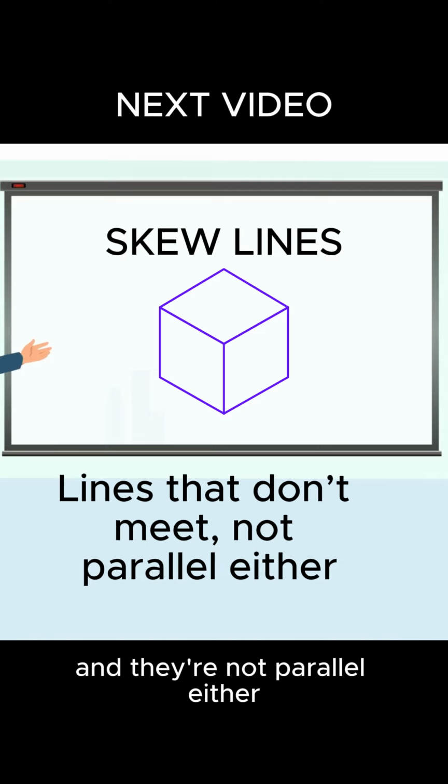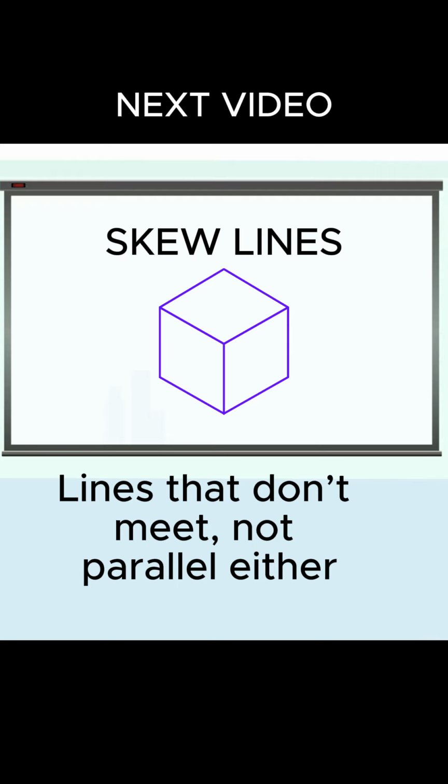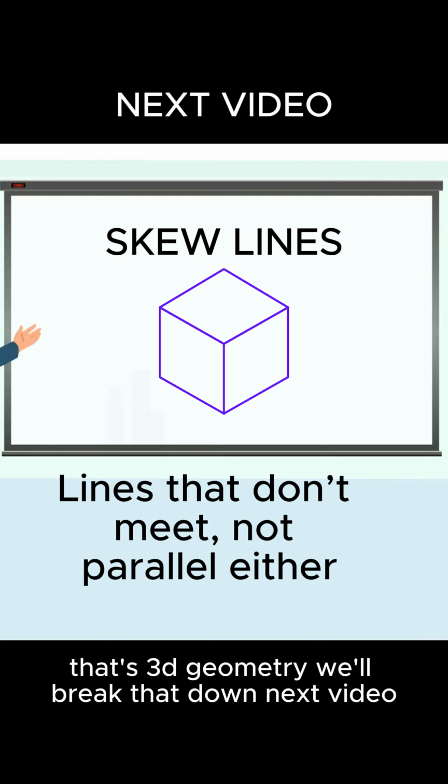By the way, what if 2 lines don't meet, and they're not parallel either, and they're not even on the same flat surface? Those are called skew lines. That's 3D geometry. We'll break that down next video.